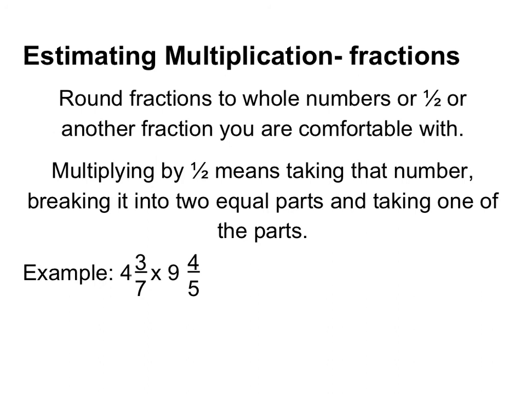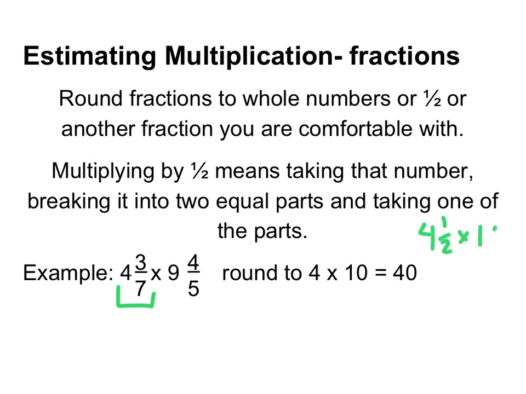So for example, 4 3/7 times 9 4/5. We're going to round and then multiply. So I would round this to 4 times 10. 3/7 means I'm closer to 4 than I am to 5. 4/5 means I'm closer to 10 than I am to 9. So I would round that to 4 times 10. Now, you might want to round the 4 3/7 to 4.5. And that wouldn't be bad either.